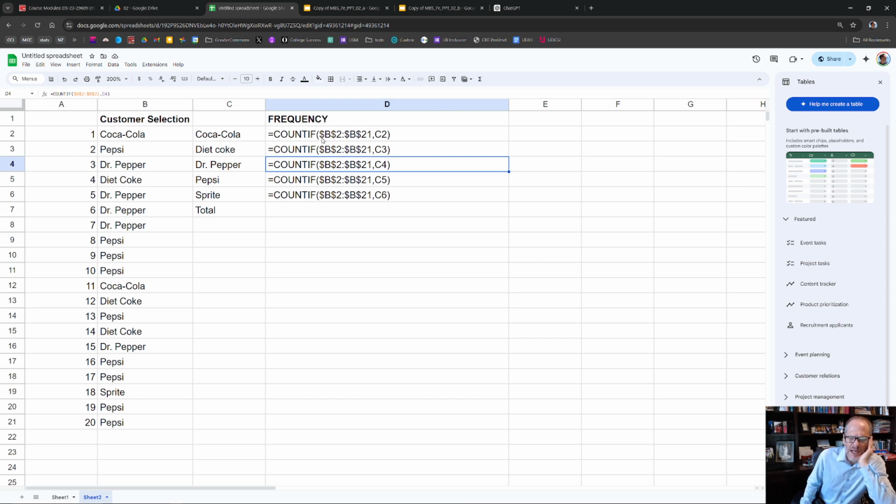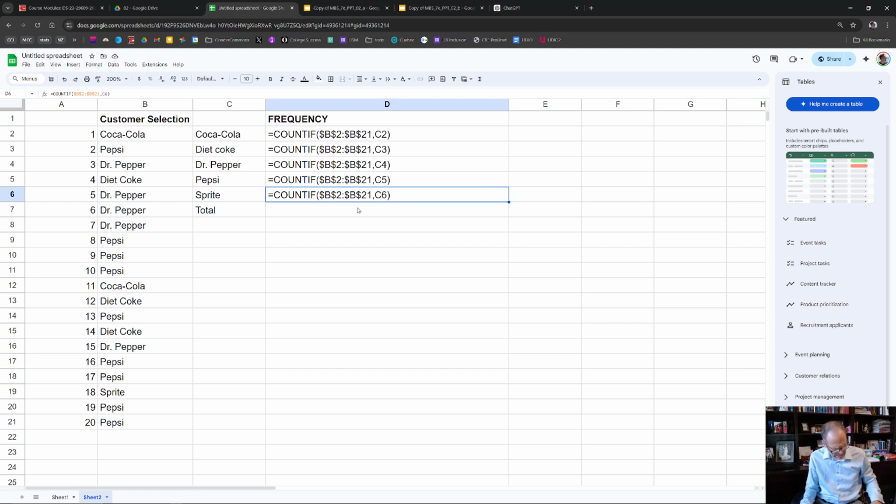And where is it looking it up? It's looking it up in this B2 through B21. B2 through B21. And that's your lookup kind of table. And that reference is always absolute. So regardless of where I put this formula, it's always absolutely referencing B2 through B21 for the first argument in this function, which is the lookup table.